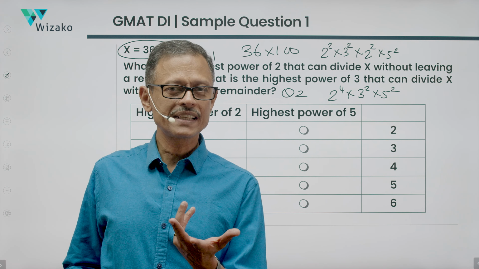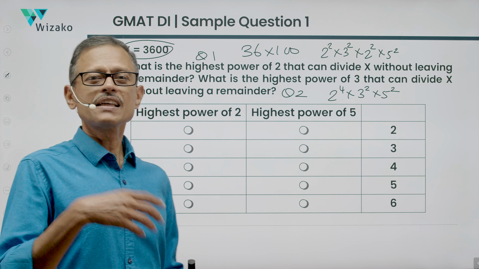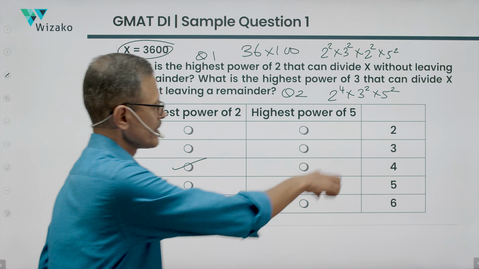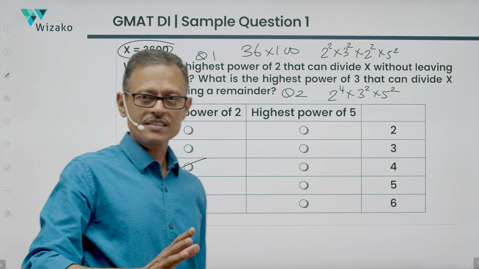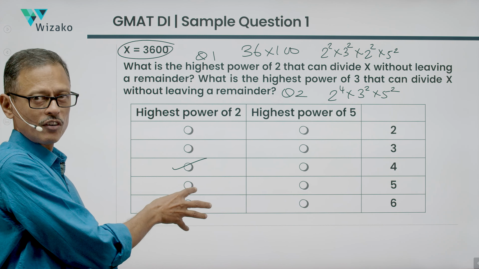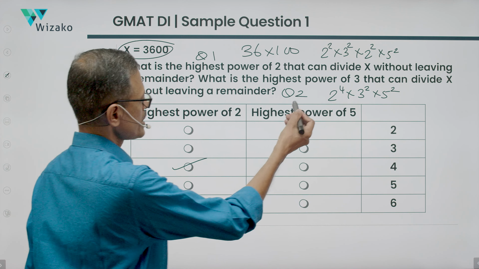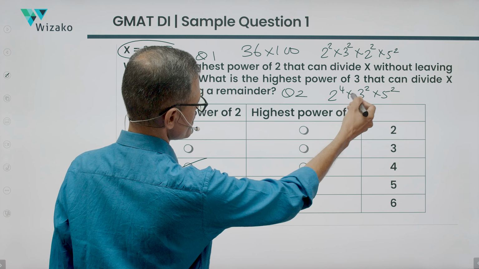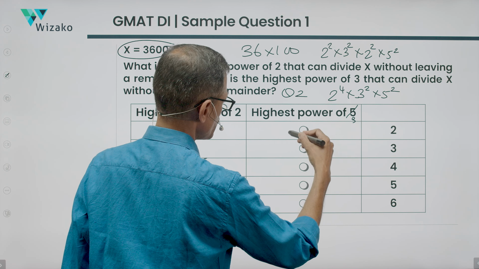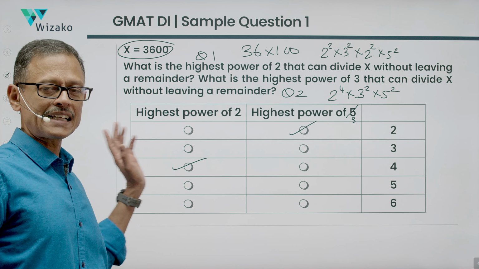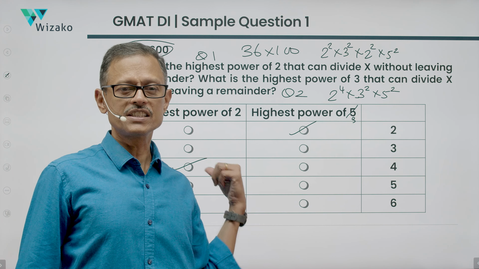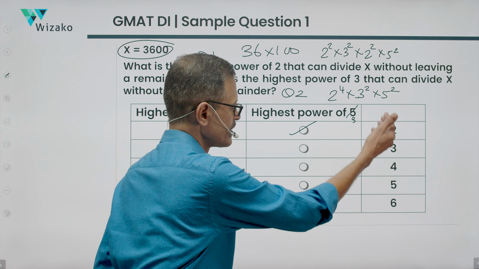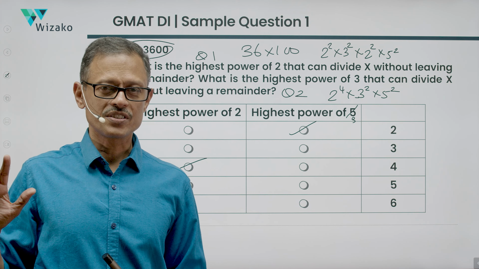What's the highest power of 2 that can divide this number without leaving any remainder? The highest power of 2 that we find in the number is 4. See, there are common answer options 2, 3, 4, 5, 6. Question prompt 1, what is the highest power of 2? We have found it to be 4. What's the highest power of 3 is mentioned, it's written 5, doesn't matter. Be it a 5 or a 3, the answer is still the same. It's going to be the same 2. So we have only one correct option for each of these question prompts. They come from a common set of options, which are these. In this question, we have 5 answer options.